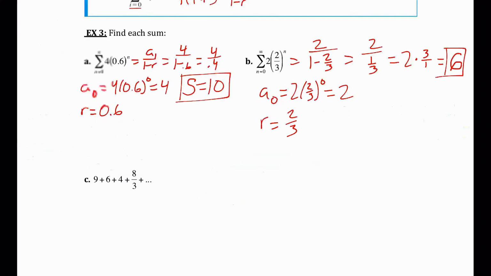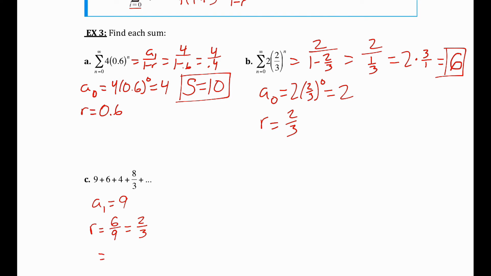Let's try one more, one that's just written out as a sum anyways. We have 9 plus 6 plus 4 plus 8/3 plus and so on. In this case, it's going to be a little easier for us to find our first term. It's just 9. Now, the ratio is going to be the one that requires a little bit more work. It's really take any two consecutive numbers and divide the second one by the first. So 6 divided by 9 gives us 2 over 3.